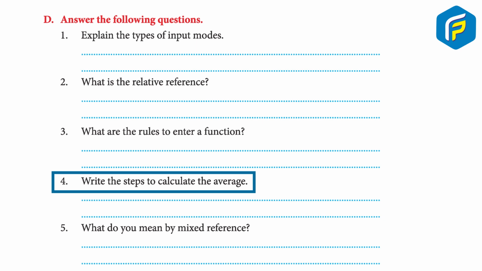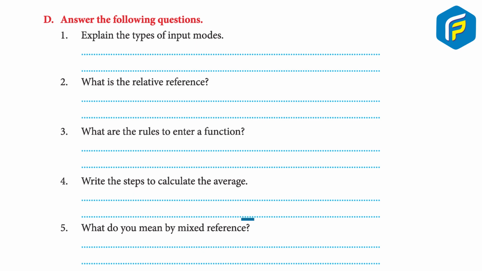Answer: follow the given steps to calculate the average. Steps. 1. Click on the cell where you want to place the average of the values. Let us say C11, Sheet 1. 2. Select the Insert Function button on the Formulas tab to open the Insert Function dialog box. 3. Select Average from the list box and click on the OK button. 5. What do you mean by mixed references? Answer: a mixed reference is a combination of relative and absolute references. Either a row or column is made absolute by preceding it with a dollar symbol.